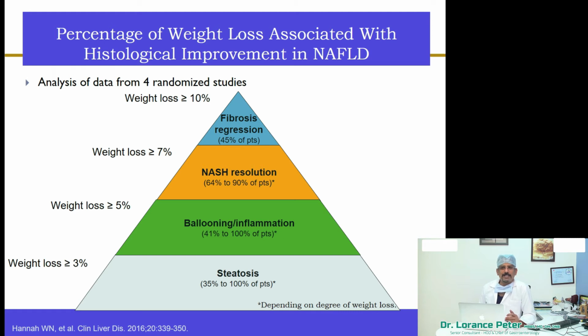Weight loss of more than 7% is associated with complete resolution of the inflammation, and with more than 10% even the fibrosis can regress from a higher grade of fibrosis to a lower grade. If you look at people with fatty liver, their basal exercise levels are low; less than 20% meet the recommended daily exercise, and 50% of patients report no physical activity at all.